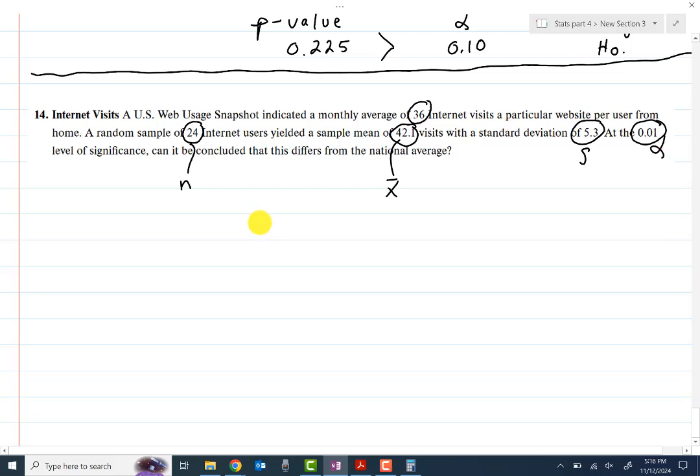So let's take a look. Well, let me get my H naught and HA while I'm here. So I see the words "this differs from." So what we need then is mu differs means does not equal. So does not equal always goes in the second row. It does not equal 36. Of course, then this would be mu equals 36. n equals 24, so the degrees of freedom will equal 23.